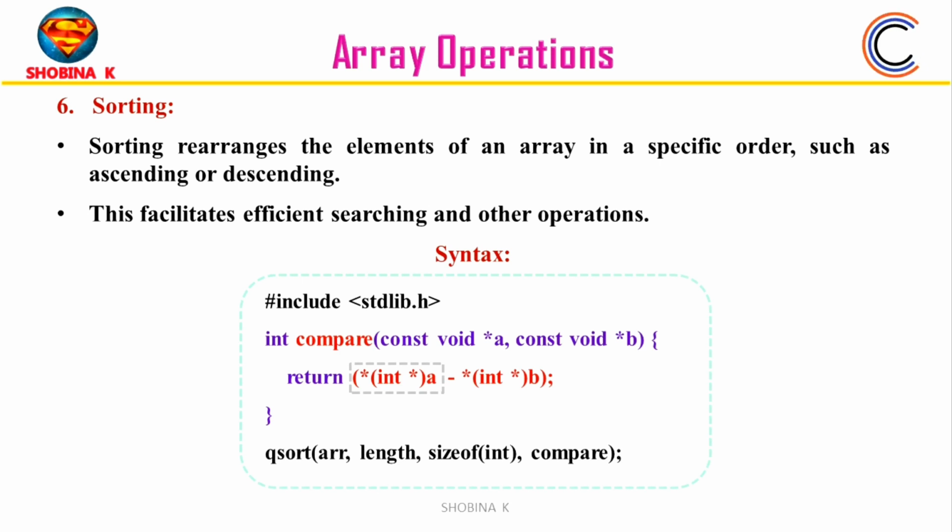This subtraction determines the sorting order. In the expression *(int*)a, the part (int*) is a typecast that treats the value at a as an integer. The outer asterisk indicates dereferencing, which retrieves the actual value stored at the memory location pointed to by a. So *(int*)a means getting the value pointed to by a and treating it as an integer. Similarly, the expression *(int*)b means treating the value at b as an integer.